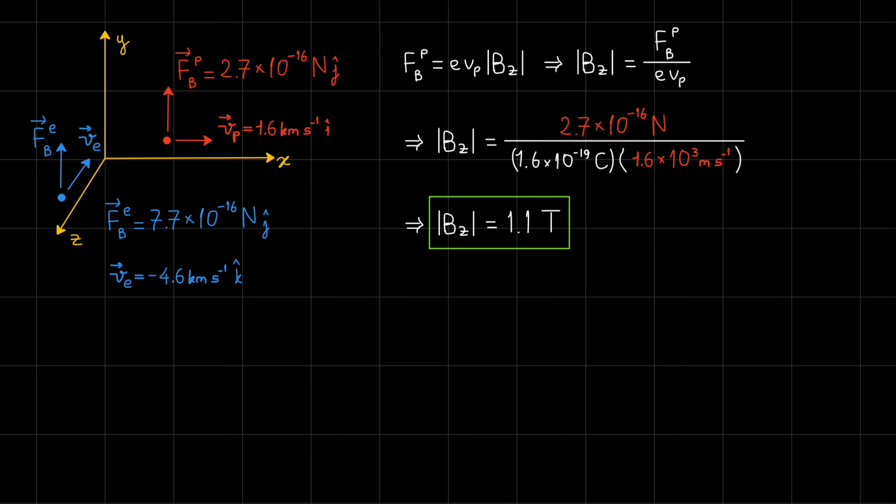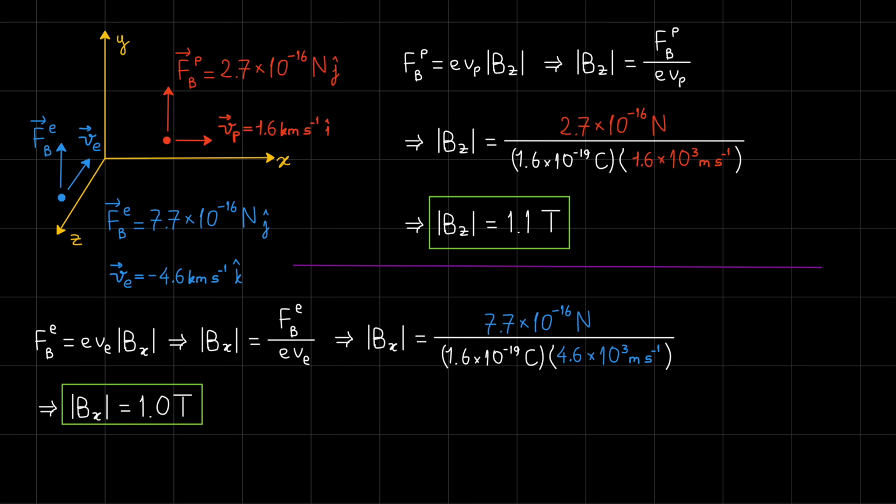We already know that B sub z is pointing in the negative z direction, so here we're just calculating the absolute value of B sub z. We rearrange our equation to isolate B sub z and then plug in the numbers. Keeping two significant figures, I get the absolute value of B sub z is equal to 1.1 Tesla.